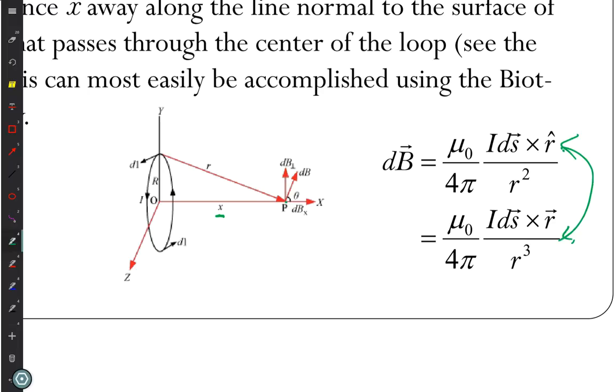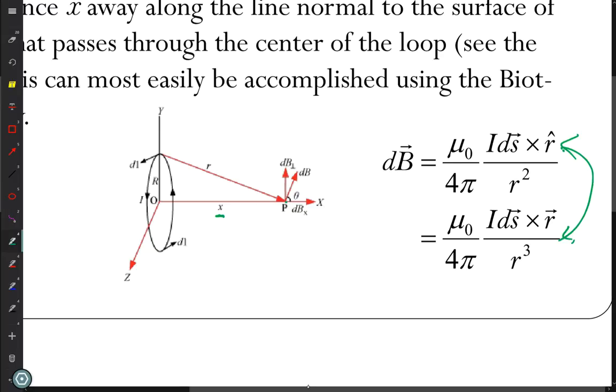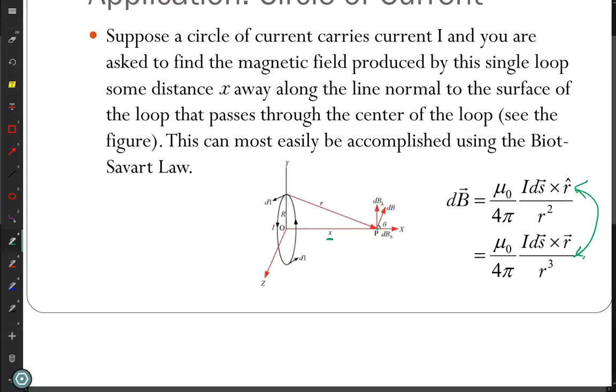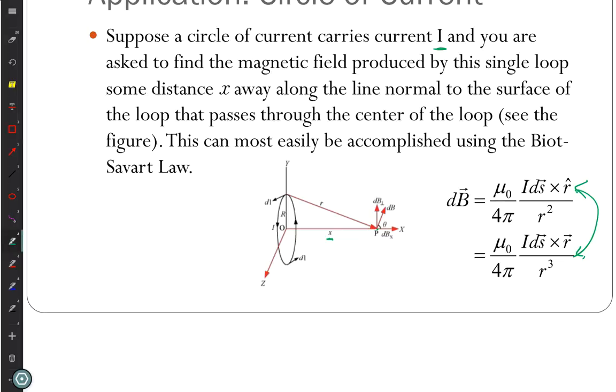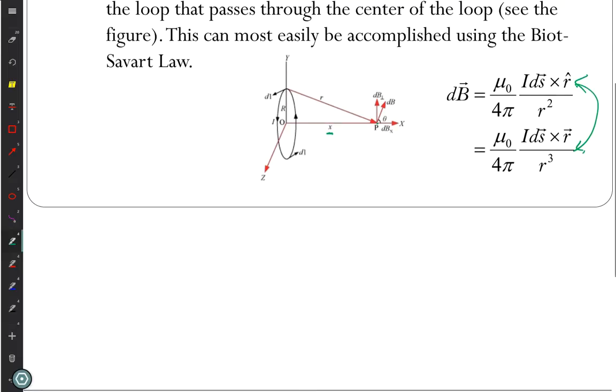So I'm going to go ahead and work this problem. First, I was given in this problem a current I. So that's not a variable. Yay. Mu naught over 4 pi, those are constants. ds cross r hat. So ds is, well, what does ds mean?